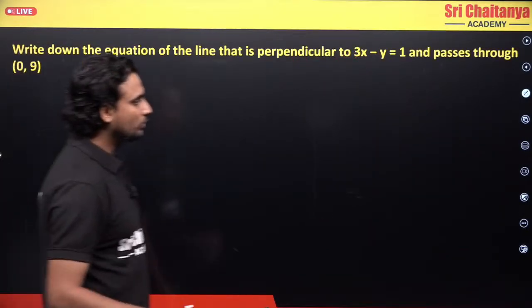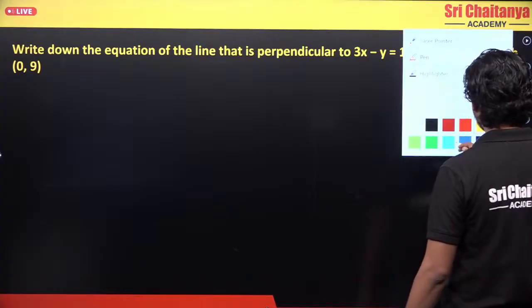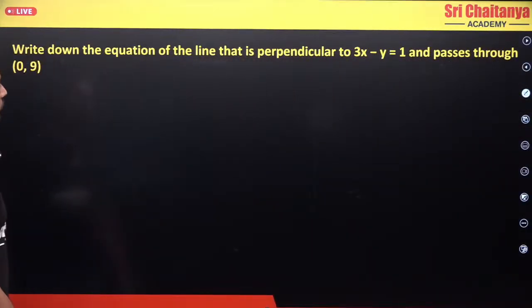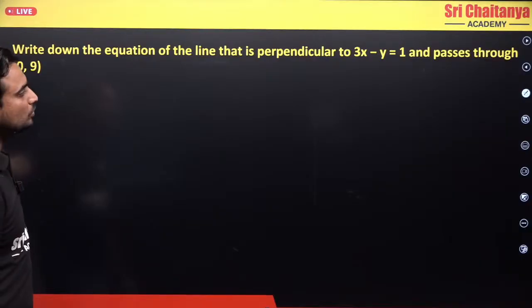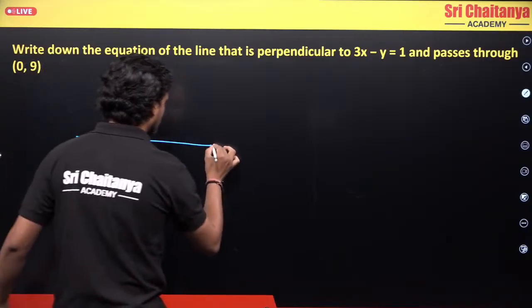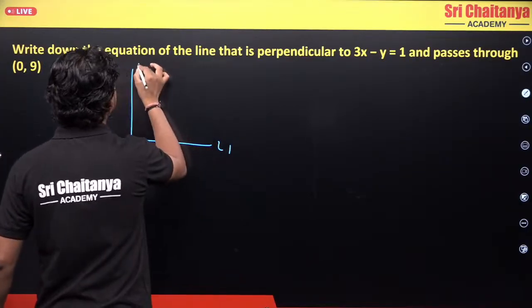So let's solve a question. What do I have here? It is given: write down the equation of the line that is perpendicular to 3x minus y equals 1 and passes through... So I have a line 1, I have a line 2. Let's say this is my line 1 and this is line 2.